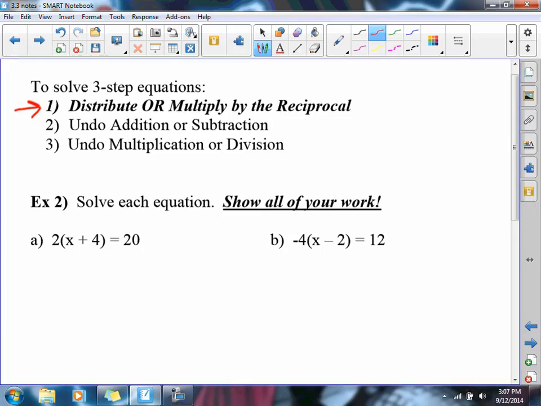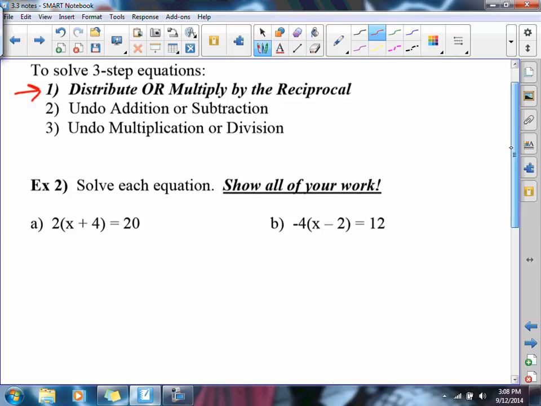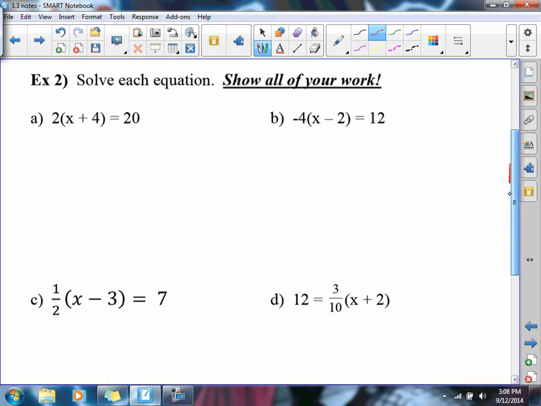Now, as we look at these problems, we'll get to see the difference between when we should distribute and when we should multiply by the reciprocal. Usually, if you have a whole number, like you do in part A and part B, you want to distribute that whole number. You could divide it out first, but we want to still practice those distribution skills, okay? But in part C and part D, you have a fraction that's being distributed.